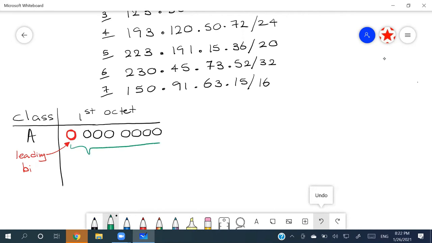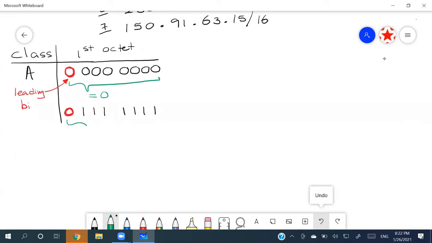This equals 0. So the most value: the first bit, the most significant bit, is going to be a 0 and the rest are going to be ones. Only when we put it like this do we get the maximum. So that indicates 127. That is how class A has the range from 0 to 127. Understood?